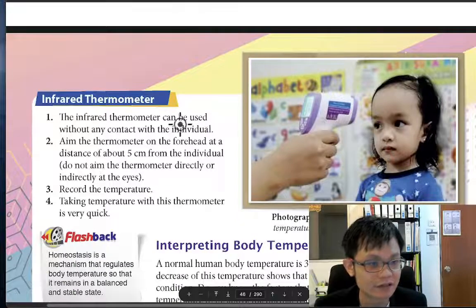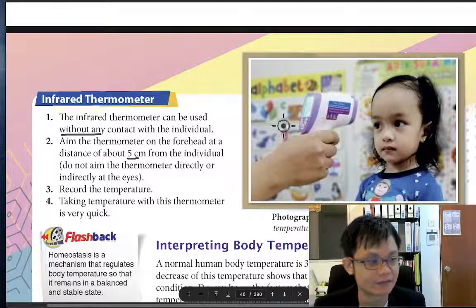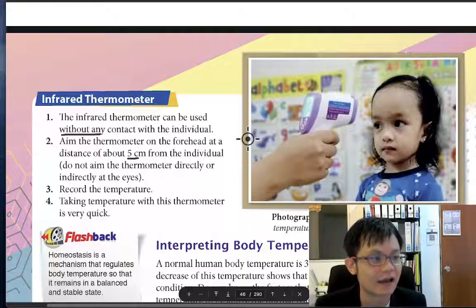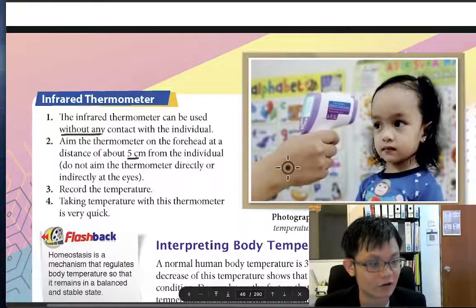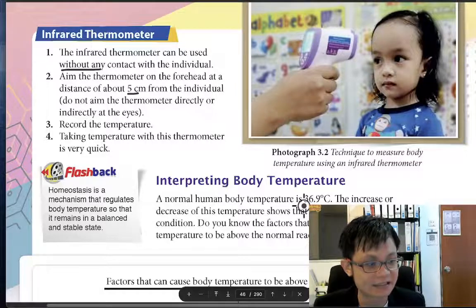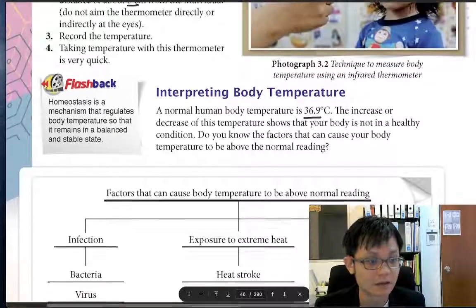An infrared thermometer can be used without contact. Aim at the forehead from around 5 cm and then you tip. Okay, see whether the person has a fever or no fever. A normal human temperature is 36.9 Celsius. So this is a normal human temperature. If it is too much or too little, then the person is unhealthy.